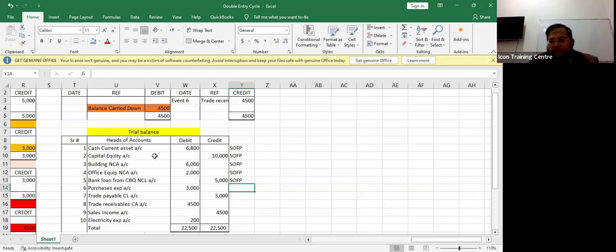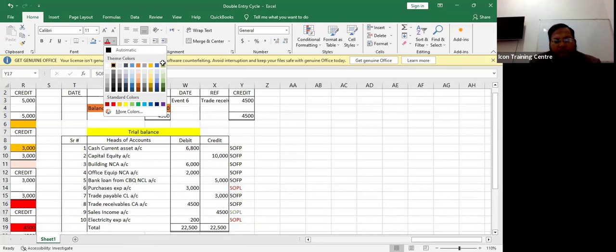Purchases is an expense, so we put it in the statement of profit or loss. Trade payables is a liability, statement of financial position. Trade receivable is an asset, statement of financial position. Sales is income, so statement of profit or loss. Electricity expense is statement of profit or loss. So you can see that we are categorizing our expenses and income in the statement of profit or loss. Is this clear?